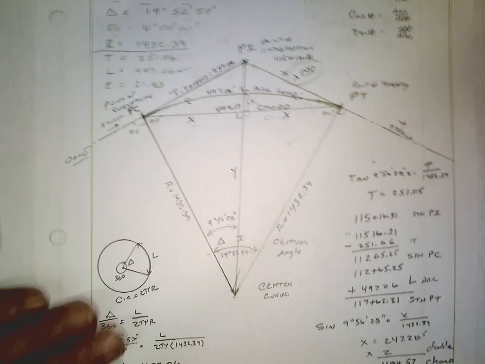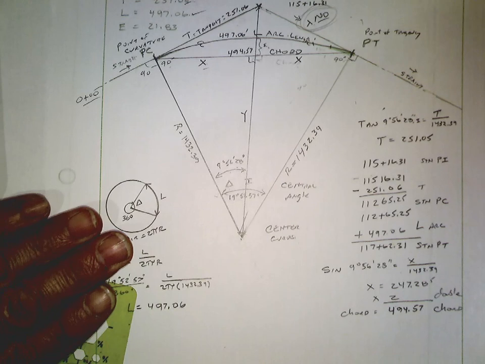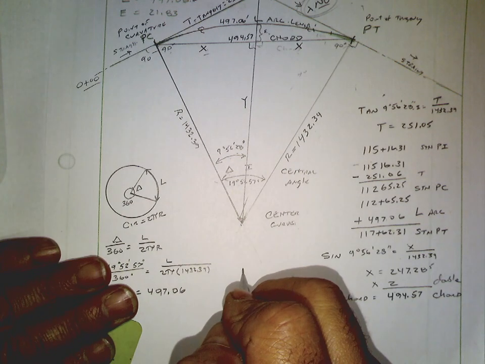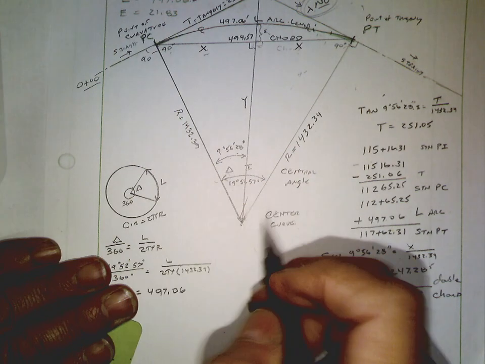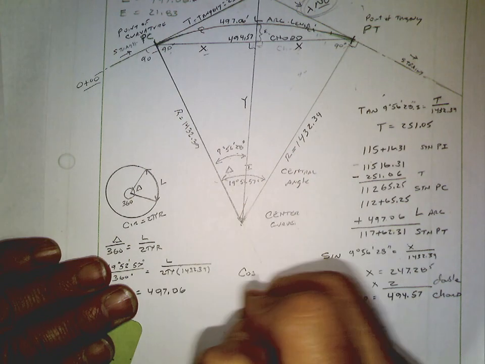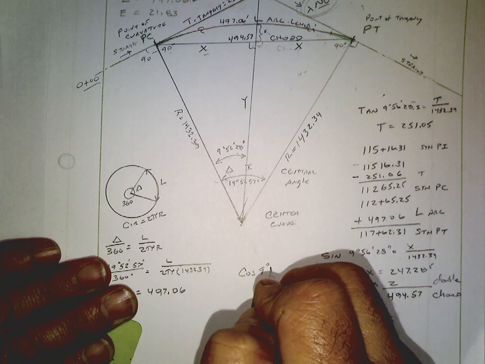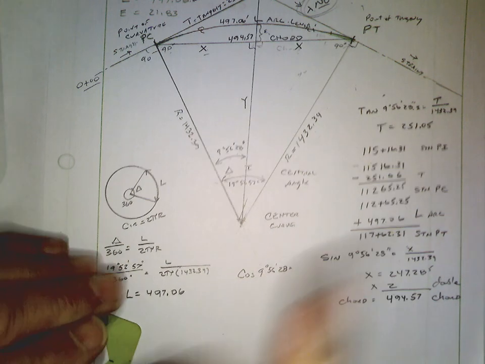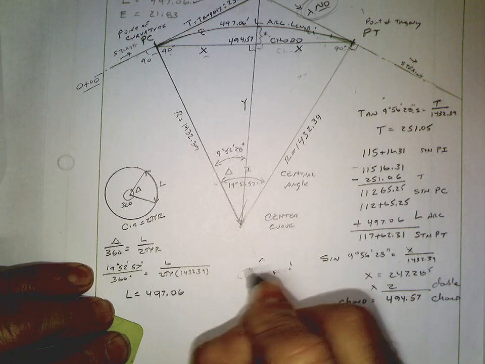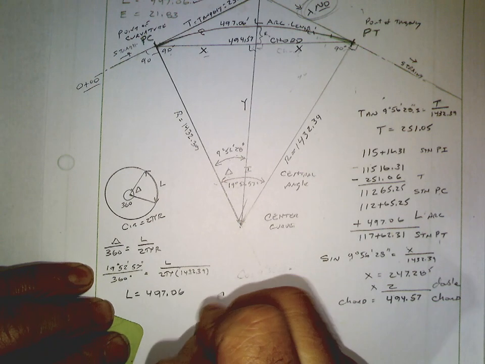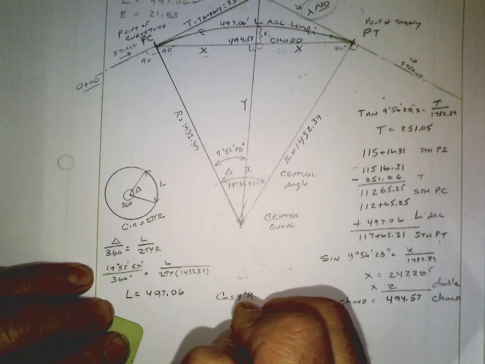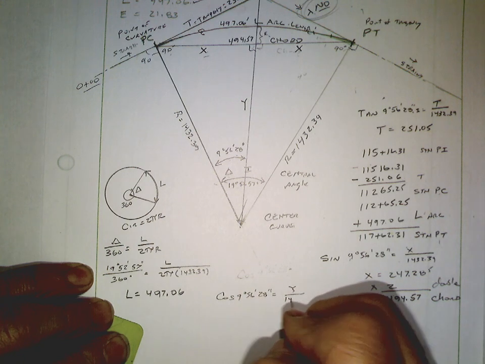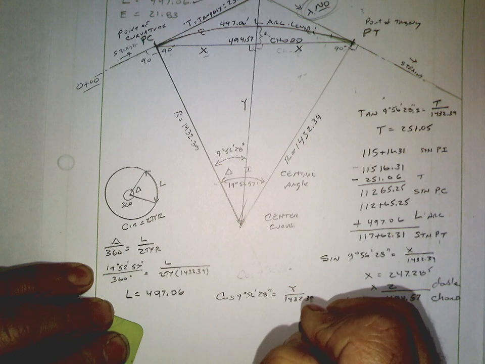All right, since I've got a little bit more blank space over here, I think I'm going to solve it right here in the middle. So adjacent and hypotenuse is going to be cosine. So the cosine of 9, 56, 28 is equal to y over the radius of 1432.39.